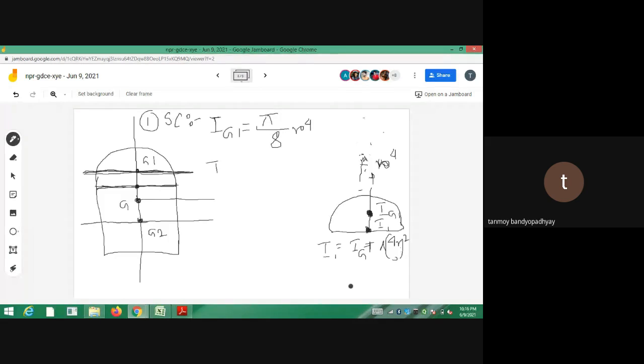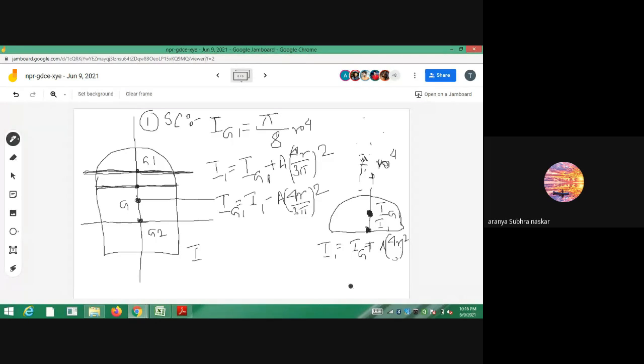Let's write it here: I1 equals IG plus the area of the semicircle into 4r by 3 pi whole square. Now I have to calculate IG, or let's call it IG1. So IG1 will be equal to I1 minus A into 4r by 3 pi whole square. I think I have done it somewhat wrong; I made a mistake in the notes.